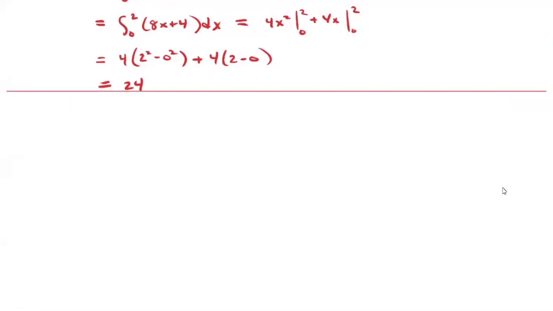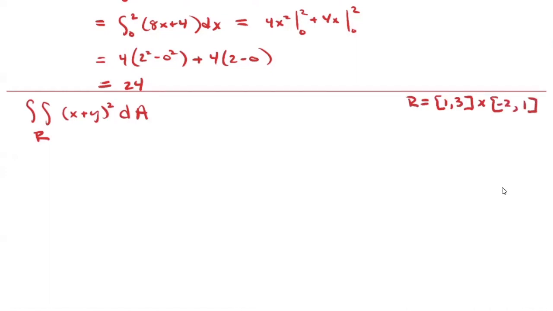Okay, so this one's the double integral of (x + y)^2 dA, and let's say it's over R. And once again, R is going to be a rectangle. So x is going to go from 1 to 3, and y is going to go from -2 to 1.